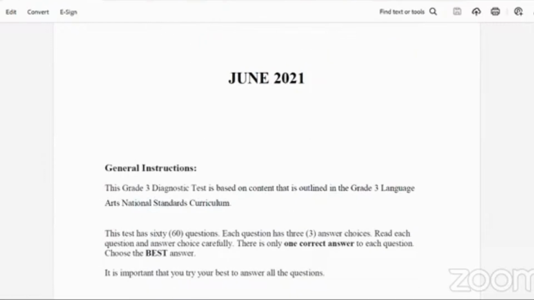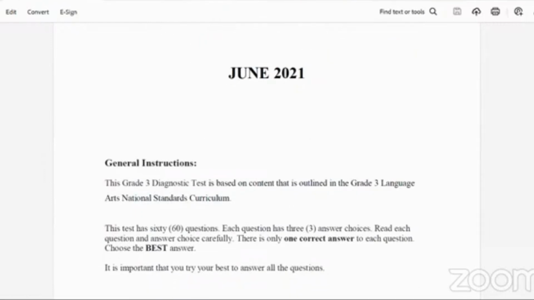All right, so let's get to the instructions. Again, as I explained, the test has 60 questions and each question has 3 answer choices. You're going to read each question and answer choice carefully. There's only one correct answer to each question. You're going to choose the best answer. It is important that you try your best to answer all the questions.